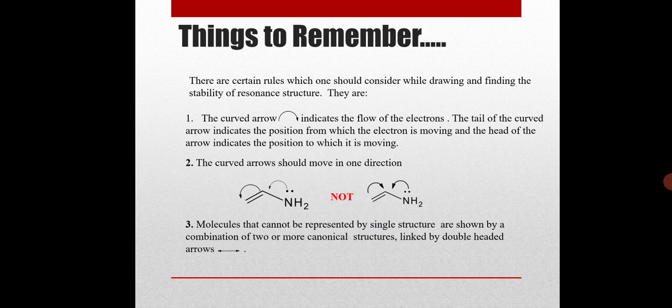The third point is that some molecules cannot be represented by a single structure. The molecules that cannot be represented by a single structure are shown by a combination of two or more canonical structures, and those canonical structures are linked by double-headed arrows. That is how we draw the canonical structures.